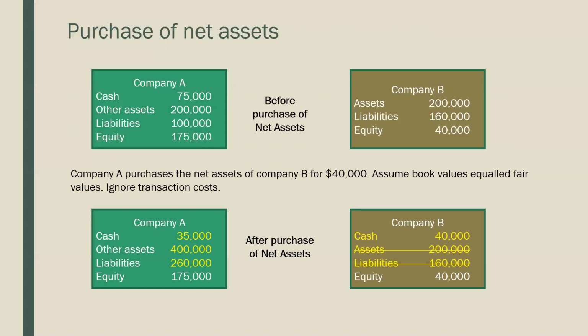Notice that the assets of company B are now added to the other assets of company A, the liabilities of company B are now added to the liabilities of company A. And company A has transferred cash, so the cash balance for company A went down, and that cash is now sitting on the balance sheet of company B. The two companies continue to exist after the fact, but notice company B does not have any operating assets left other than the cash. Company B is essentially a shell of a company. All of its assets, all of its liabilities are now assets and liabilities belonging to company A. Okay, so that is purchase of net assets.